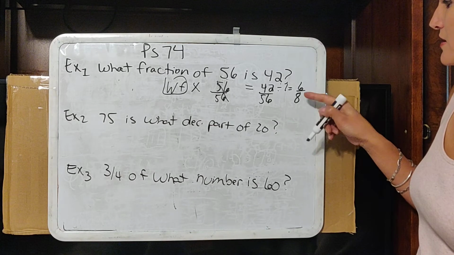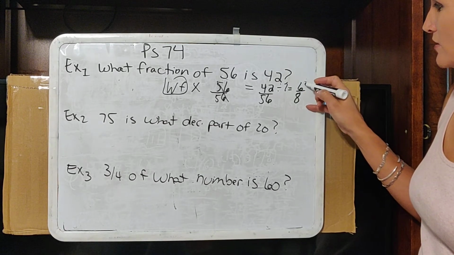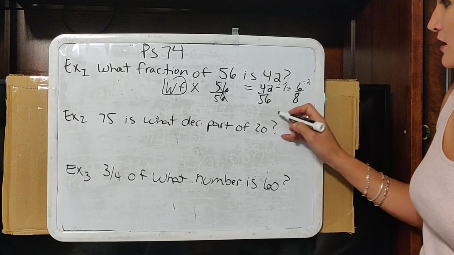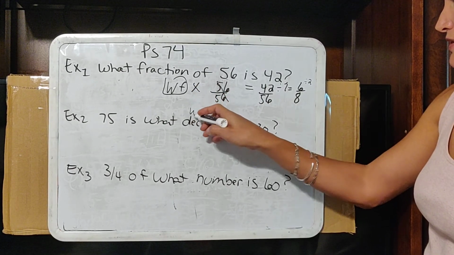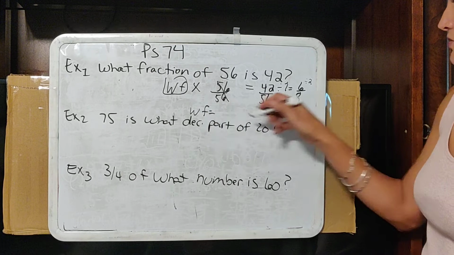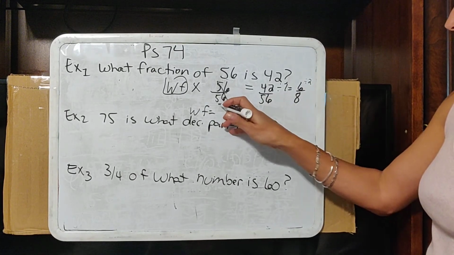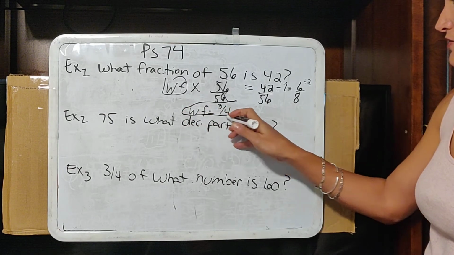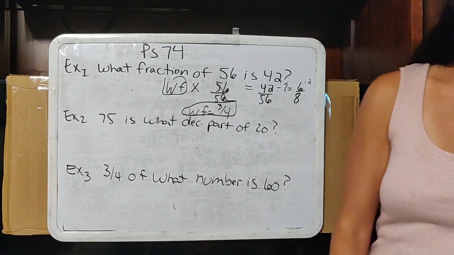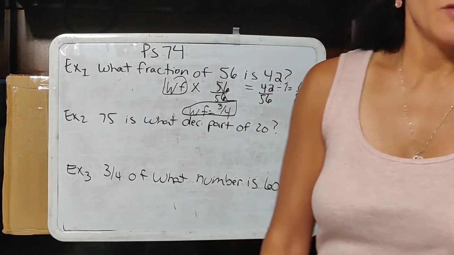Now I'm going to take the 6 over 8, and they're both even, so I'm going to divide those by 2. And I'm going to come up with the solution. This is important that you write this in your answer. So WF equals 3 over 4. So your solution is WF equals 3 over 4, which is in a fractional format.